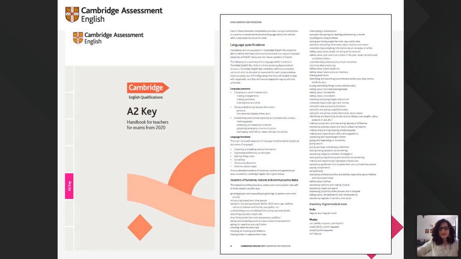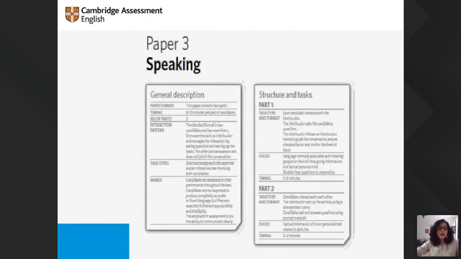So it will give you language specifications, language functions, and then all the grammatical areas along with the structures that the student needs to be familiar with, and the student needs to be able to comprehend and respond to and maybe use while writing, right? Now we'll have a close look at one of the test formats and test descriptions.